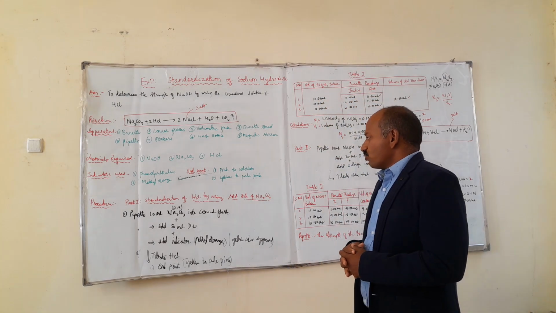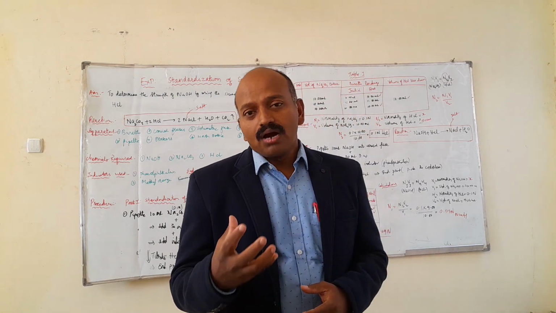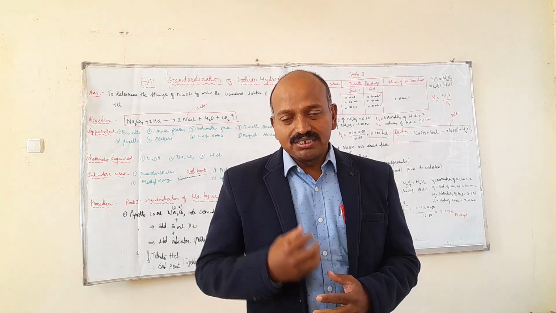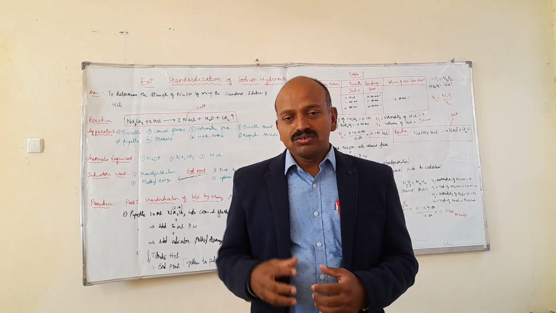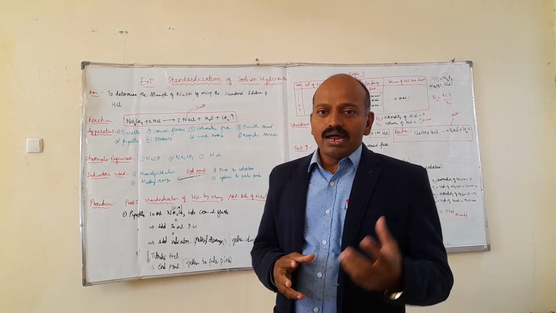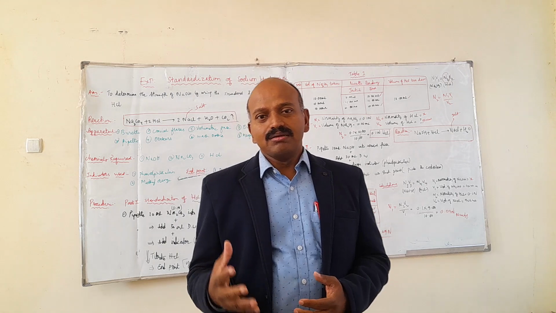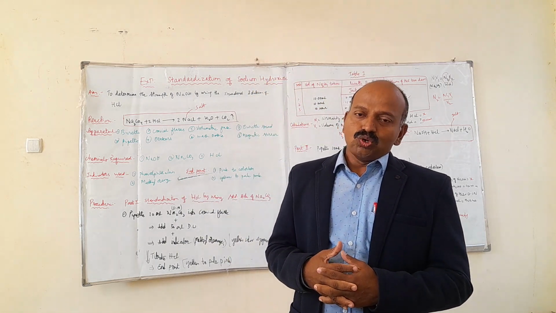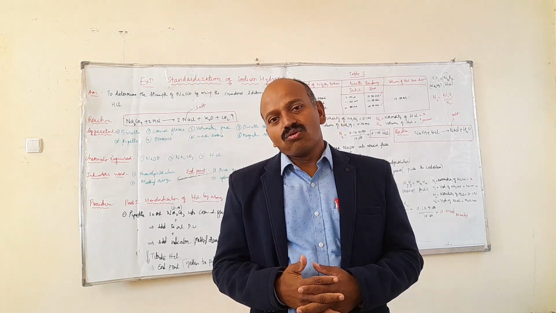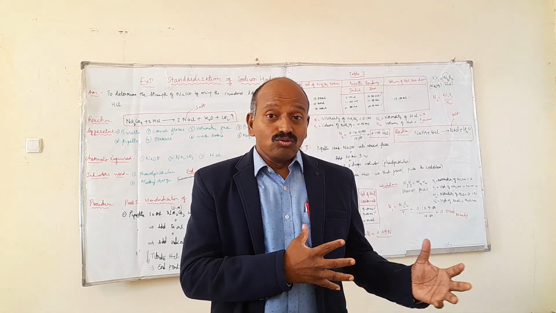Here the procedure in part 1 is to pipette out 10 ml of 0.1 normal sodium carbonate into the conical flask, and then add 30 ml of distilled water to increase the volume and get clear visibility of the endpoint. Then add 2 drops of methyl orange indicator. As I told you, methyl orange in the basic medium appears yellow. After that, fill the burette with the hydrochloric acid solution up to the mark, whose strength is not known, but sodium carbonate is known already.